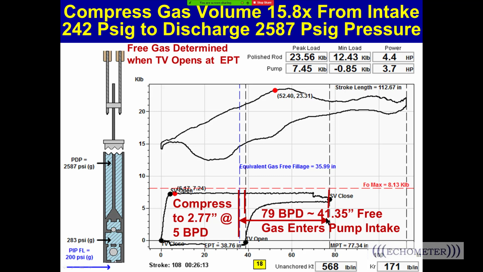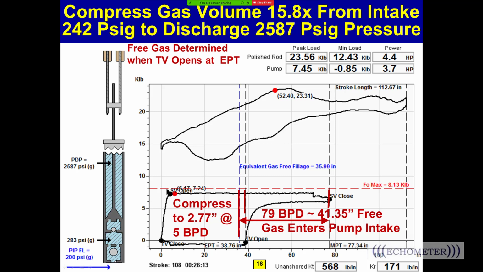79 barrels equivalent of gas, free gas, entered the pump and interfered with the liquid filling the pump. So this distance from here to here is 41.35 inches, and that's equivalent to 79 barrels per day of lost production per day. So this means that the gas separator is acting poorly if there's one in the well. It's not very efficient. And the gas compression is going from 41.35 inches down to 2.77 inches. And when the drilling valve opens at this point, we're still losing 5 barrels of displacement due to the free gas inside the pump chamber.